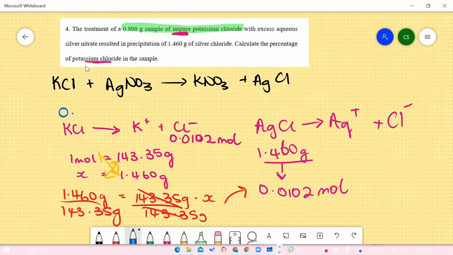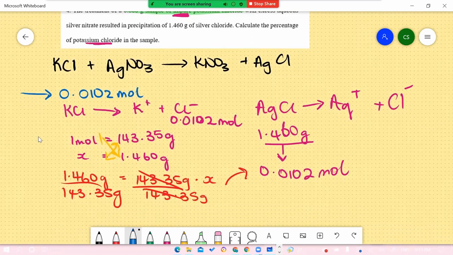Very good. So that would mean that we have 0.0102 moles of KCl, correct? That's true. So what are we going to find out next? Now, since we have this information, we are able to calculate the mass of KCl in 0.0102 moles. Then we can deduce that this would be the pure sample of KCl that was actually produced in the reaction.